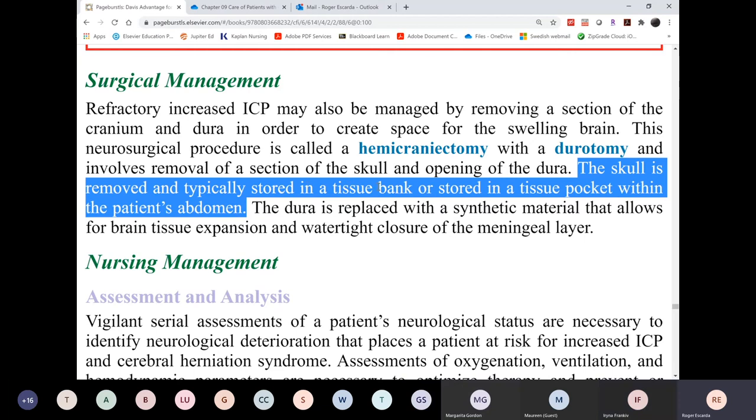They can also store it in a tissue bank down in the lab, but it's better if we put it in the patient's abdomen because that's your own tissue. It will stay viable because your body will supply it with blood. Your abdomen will grow vessels and then supply that piece of skull with blood supply. It's automatic. You don't have to do that. Your body will automatically recognize it. So here's blood flow, right?